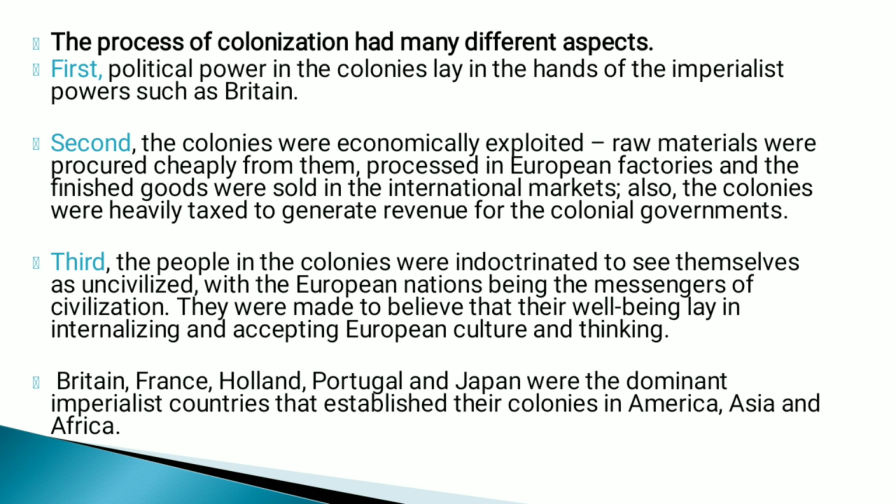Third, the people in the colonies were indoctrinated to see themselves as uncivilized, with the European nations being the messengers of civilization. They were made to believe that their well being lay in internalizing and accepting European culture and thinking. Britain, France, Holland, Portugal, and Japan were the dominant imperialist countries that established their colonies in America, Asia, and Africa.